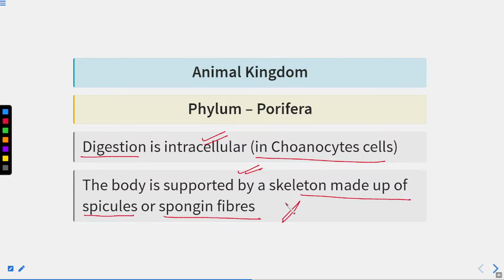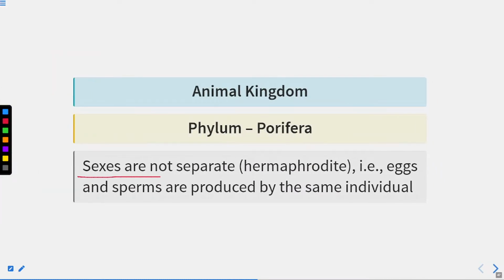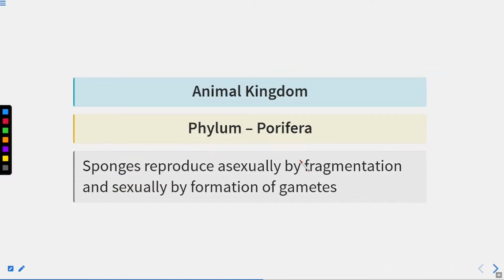The body is supported by the skeleton made up of spicules or the spongin fibers. So many spicules or spongin fibers of different shapes are present, right? And that forms the skeleton of the poriferans. Sexes are not separate. It means hermaphrodite. Both the male sex organs and the female sex organs are present inside one individual only. So the eggs and the sperms are produced by the same individual. And such an individual that produces both egg and sperm is called a hermaphrodite.